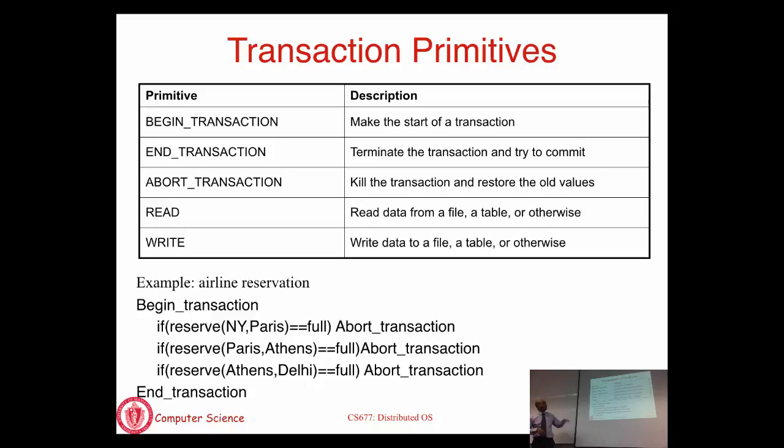So typically you are going to have a begin and an end transaction that encapsulates your transaction. You can also use this statement abort transaction to say, this transaction is not succeeding, so just undo everything it has done so far. So it will basically go back, and if some of these had succeeded, it will undo them.